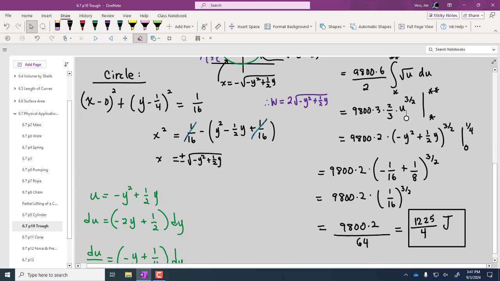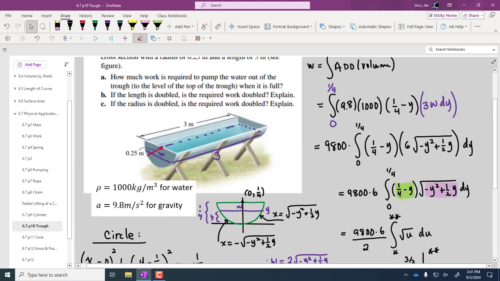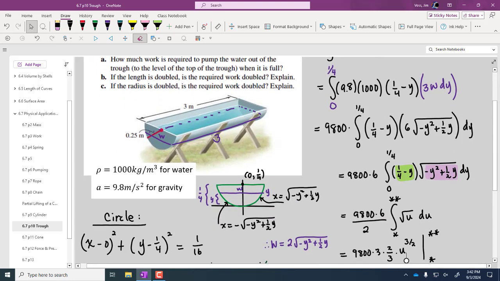Can you explain the wording in part A? What it means? The wording in part A: how much work is required when the water, so when it's full. So that's why our limits go 0 to 1/4, because we're assuming it's full. Like if the water only went from 0 to, say, 1/8, so it wasn't full, then we would have our limits of integration go from 0 to 1/8. So when the trough is full, full would be 0 to 1/4, right?